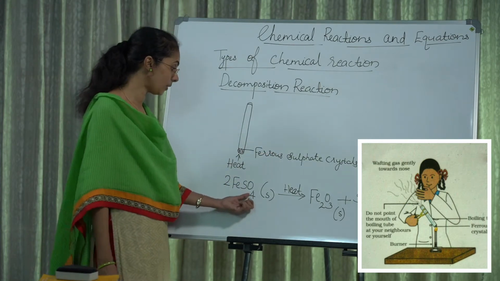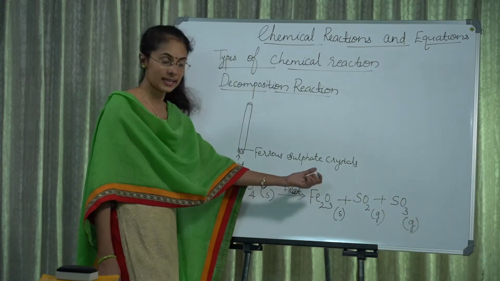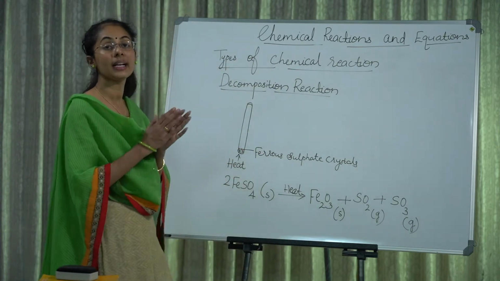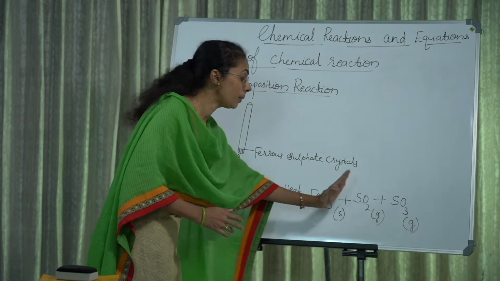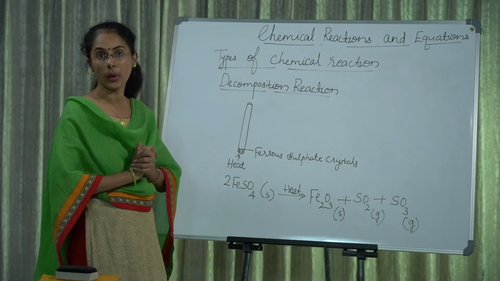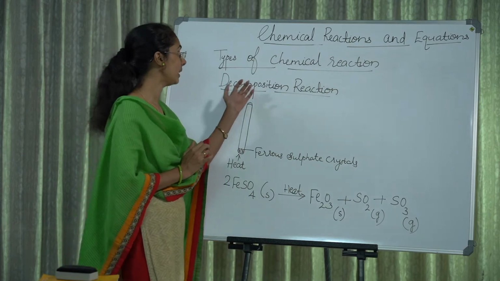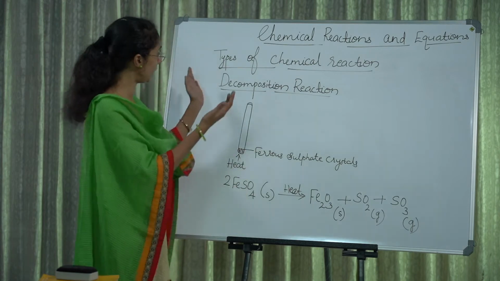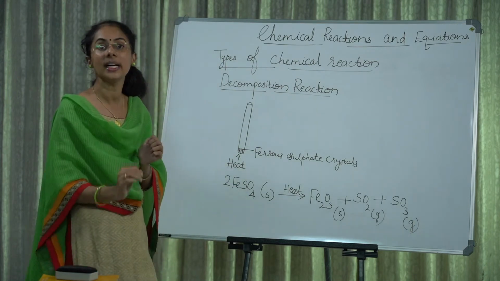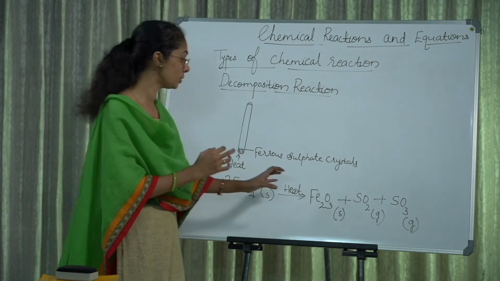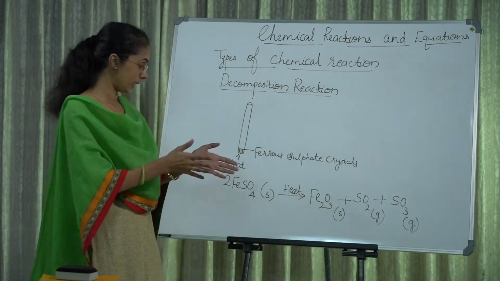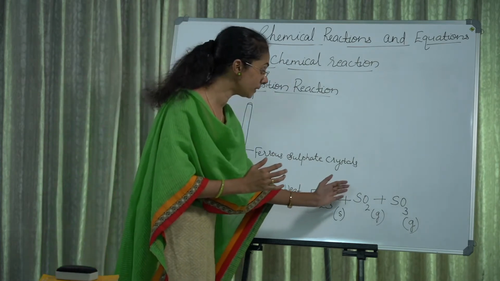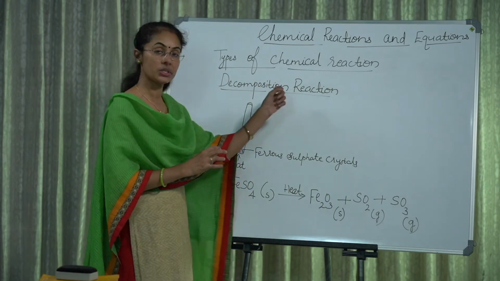Then ferrous sulfate on heating forms ferric oxide plus SO2 plus SO3. One reactant breaks down into how many products? Two or more products. That reaction is known as a decomposition reaction. Another way we can say it: one single reactant decomposes into 2 or 3 products, and that is called a decomposition reaction.